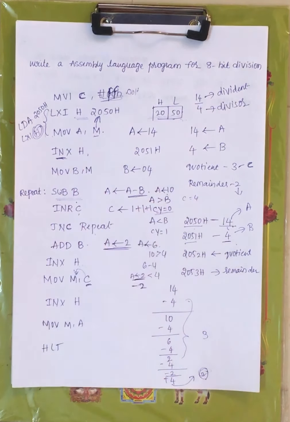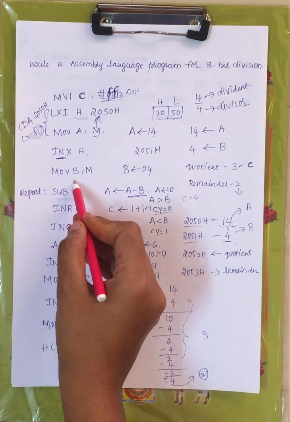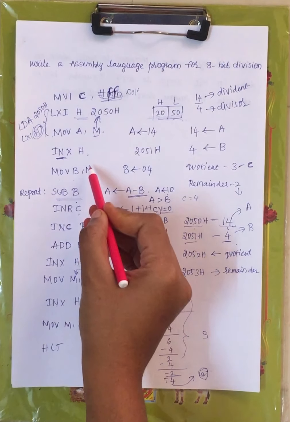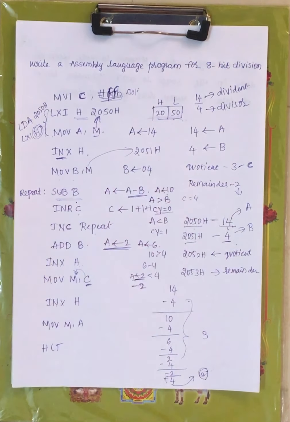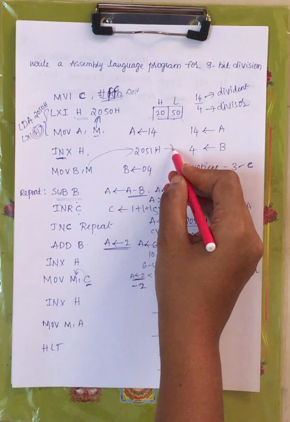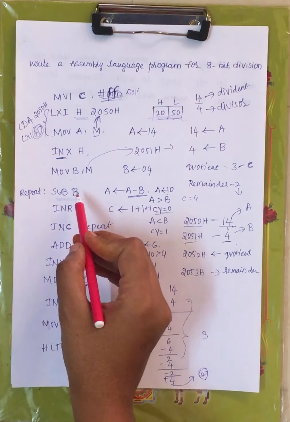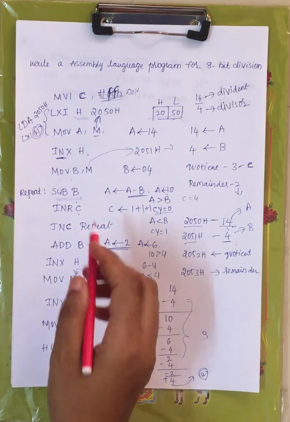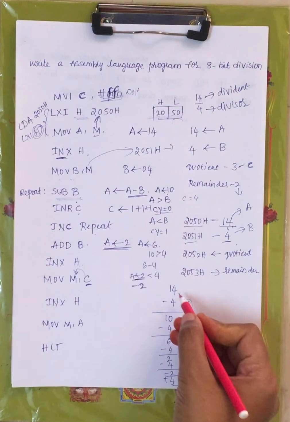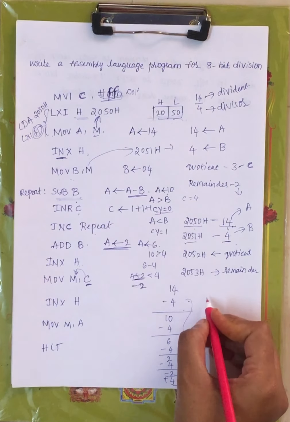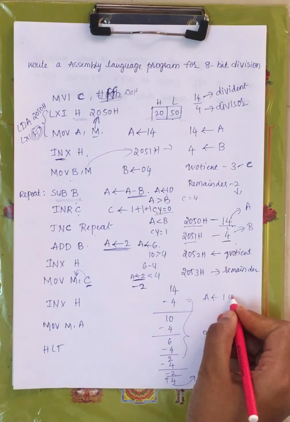Now increment H. You are incrementing to the next memory location, that is 2051H. Now move B comma M. Now this is pointing to this memory location, which has the data 04, and that is moved to the B register. Now subtract B. First, 14 minus 4, and A is stored with 10.